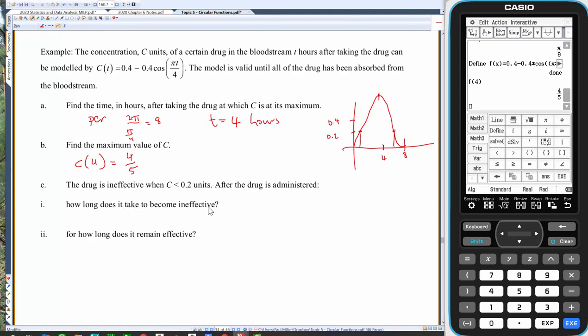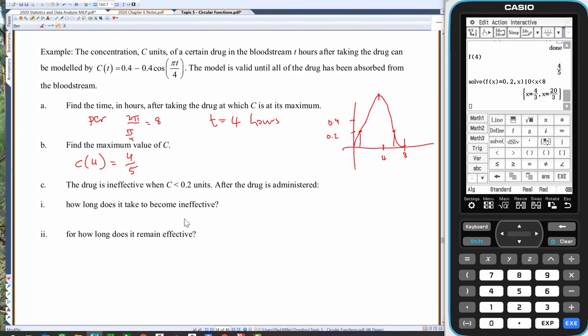So how long does it take to become ineffective? Well, the drug is taken, initially it's ineffective. It's initially ineffective, okay, but then it becomes effective between there, and now it's ineffective again. So what we're going to do is go over to calc and solve f(x) equals 0.2, and I'm going to go hunting between 0 and 8.